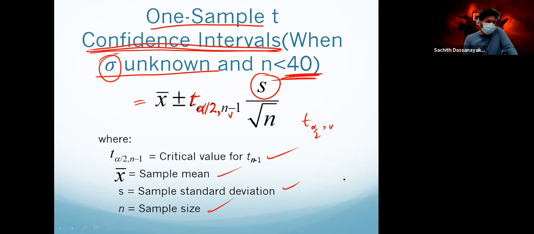Clear? So same as how we deal with the normal distribution case. If you need to find the confidence interval, doesn't matter, the only thing is you have to replace Z by T. But when you consider T, you have another variable called degree of freedom.